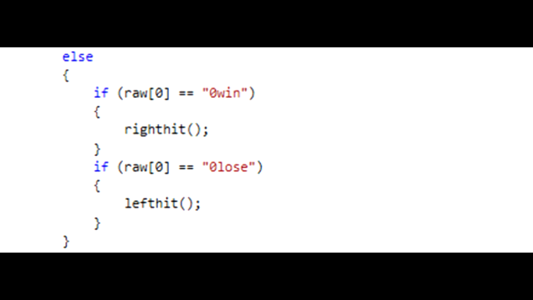So if raw 0, oh, I forgot to state this, it is reliable when we're sending left hit or right hit. So if you receive a message that says 0 win, that means player 0 won, then right hit is going to be called on this player, on everybody else basically, and then the same for 0 loss.